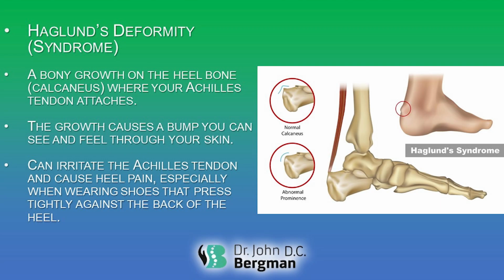Now, Haglund's deformity is a bony growth on the heel, on the calcaneus, right where the Achilles tendon attaches. It can be extremely painful when you put shoes on. But what this is from is that tendon pulling on it. There's a couple of reasons this could happen. One, you could have altered biomechanics where you're not landing on the heel correctly. There could be an old twist or inversion sprain.